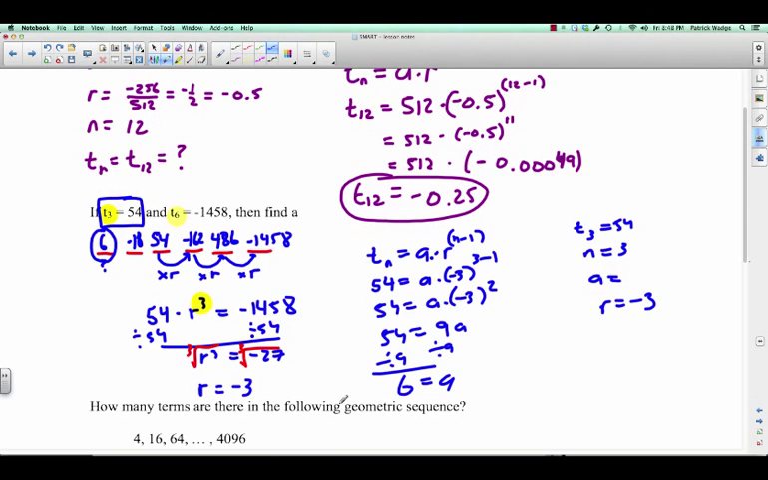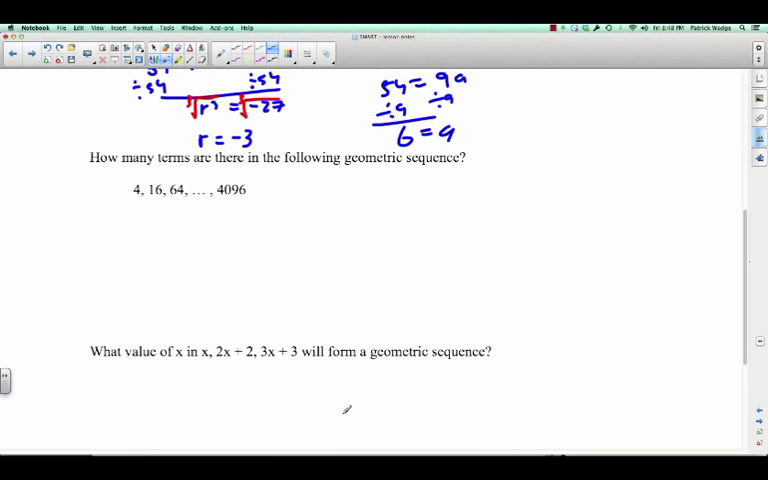Alright, let's move on. How many terms are there in the following geometric sequence? So again, I like to start by writing down what I know. Do I know what the first term is? Yes, the first term is 4. Do I know what the common ratio is? Well, I can easily figure it out. Just take the second term, divide by the first term, and I've got the common ratio is 4.